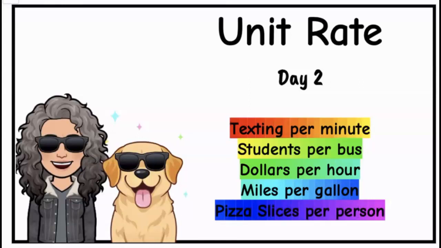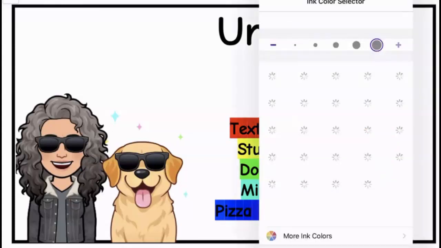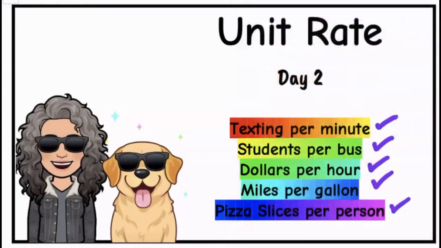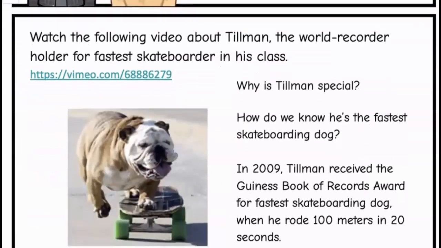The unit rate could be something like texting per minute, students per bus, dollars per hour, miles per gallon, and pizza slices per person, for just a few examples there. I'm going to make that smaller, it's too big. So let us start out.